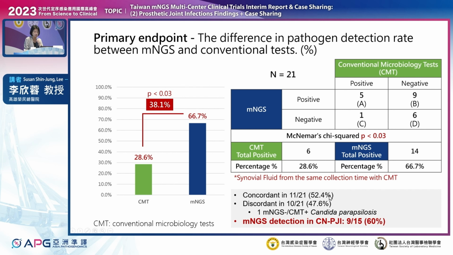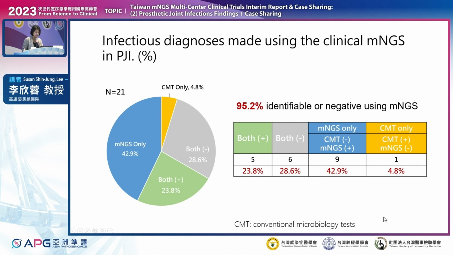Results were concordant in 52% of cases and discordant in 10 cases. Of the 10 cases that were discordant, only 1 case was NGS negative and culture positive, and that case was a case of Candida parapsilosis. In cases where conventional cultures were negative, the NGS detection rate was high, up to 60%. Overall, infectious diagnosis made using clinical NGS in prosthetic joint infections was 95%, either an identifiable pathogen or negative.